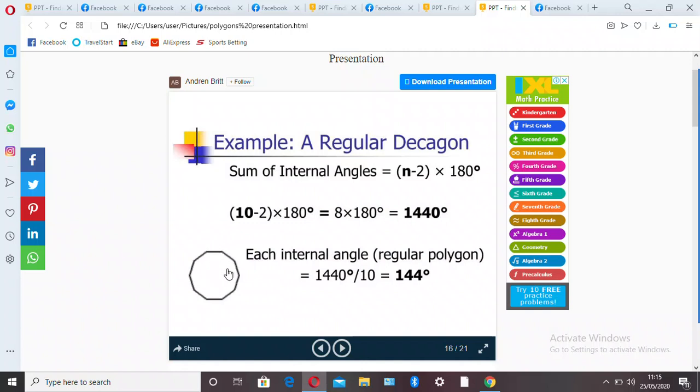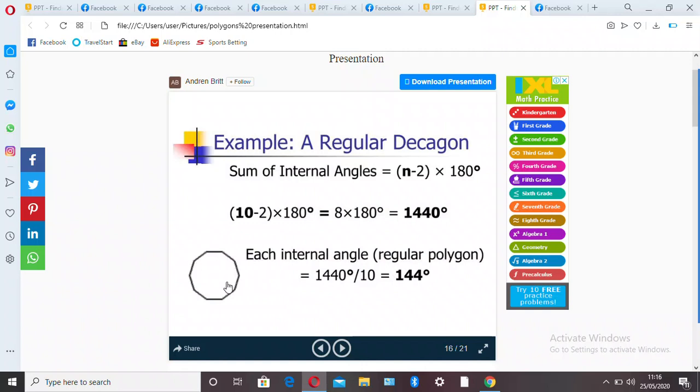If they now ask you to find each of the angles, what will you do? You will divide this sum by the total number of sides you have, which is 10. So that would be 1440 divided by 10. That gives you 144 for a regular polygon, like I said earlier on, where all the sides are equal.